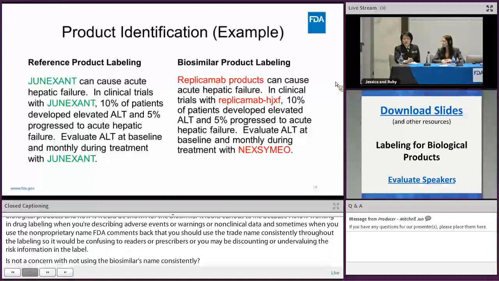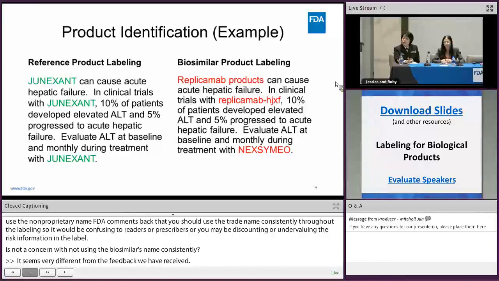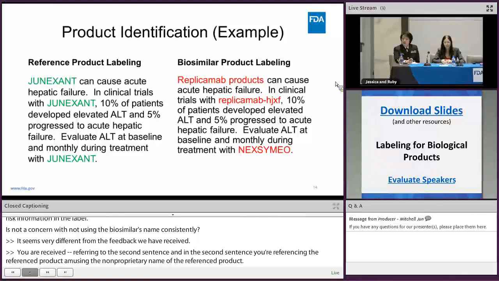Oh, so you're referring to the second sentence? Yeah. And in the second sentence, you're actually referencing the reference product. You're using the non-proprietary name of the reference product. Right, but you're using replicamab twice and then only using Niximio at the end. Where I feel if I did that in drug labeling, it would be common for FDA to say that I should be using Niximio throughout.